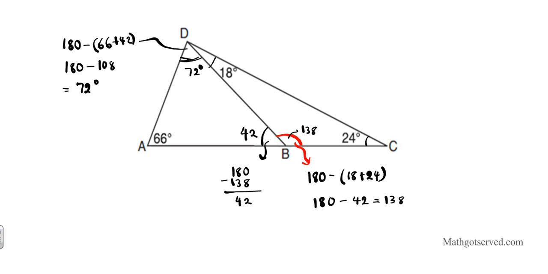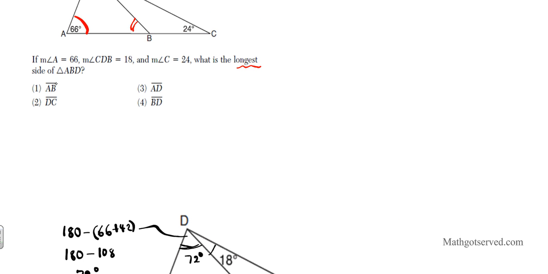So which side is the longest? Since this is the biggest angle, this is the longest side, okay? And then followed by this side because 66 is next, and this is the shortest side. So segment AB is the longest segment in this triangle, or this side AB is the longest side, all right? So the answer is option number 1.